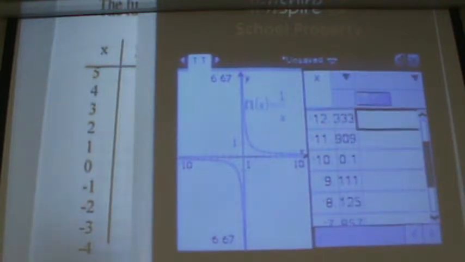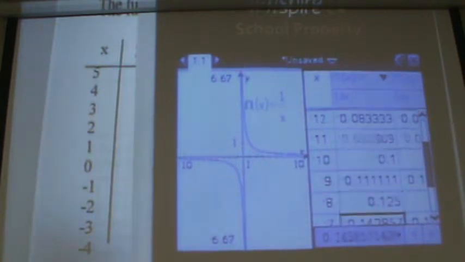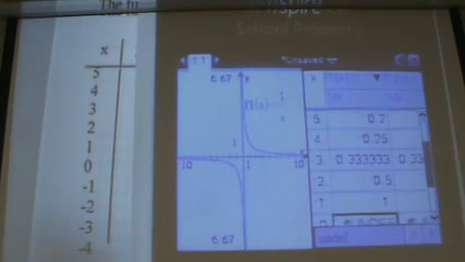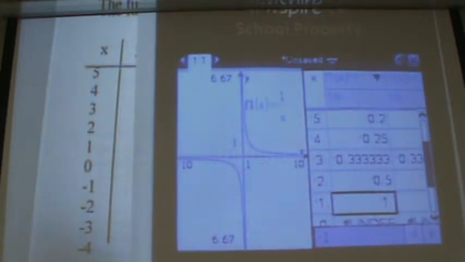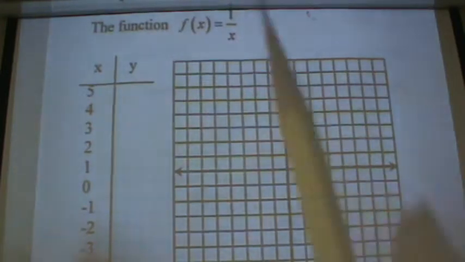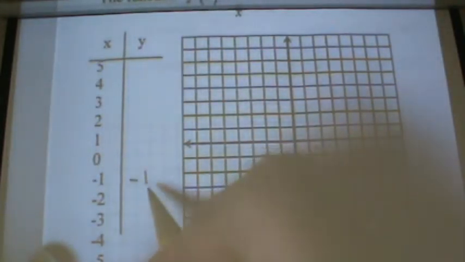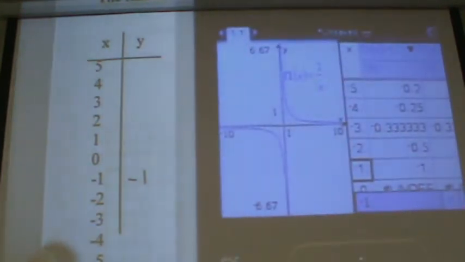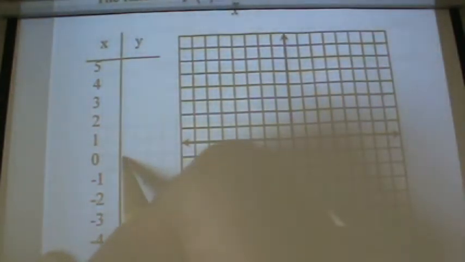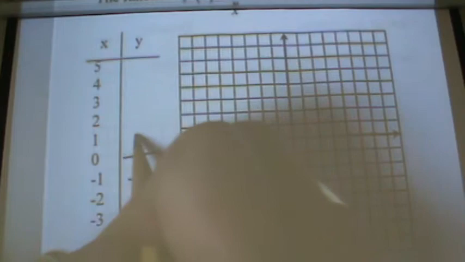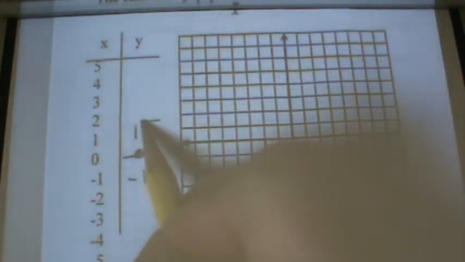But what numbers are easy for us to use? What numbers are easy? Anyone? -1. What's y, if x is equal to -1, what's y equal to? -1. How about 0? What do you notice is at 0? Undefined. That's your asymptote. And at 1, what do we have? 1. I want you to just look at these numbers.